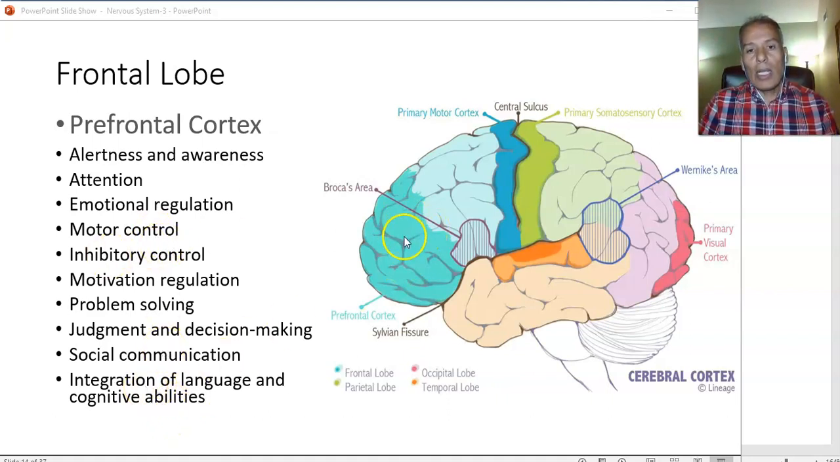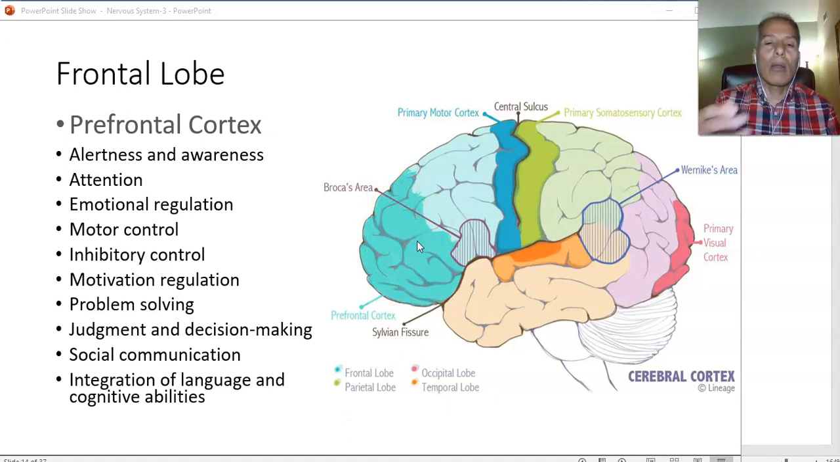And the integration of language and cognitive abilities, all of that takes place here. And of course, this is just a summary, but you can read an entire volume, an entire book about the functions of the prefrontal cortex.